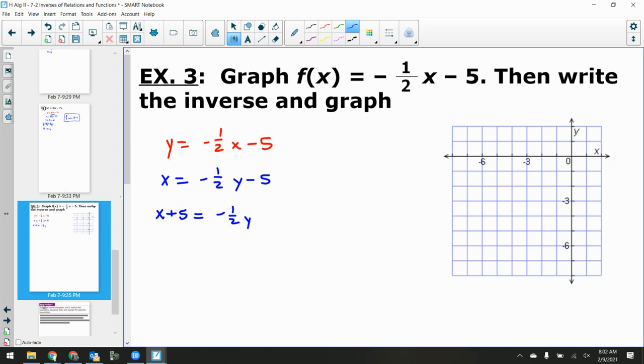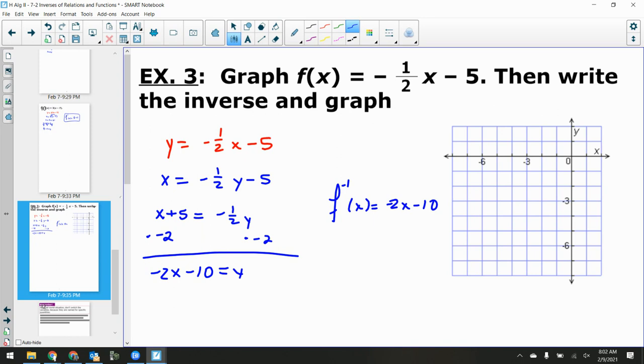X plus 5 is equal to negative 1 half y. And then I would divide by negative 1 half, right? But dividing by 1 half is like multiplying by 2, right? So I'm going to multiply by negative 2 over to the other side. So times negative 2, the whole side times negative 2, that's going to give me negative 2x minus 10 is equal to y. So my inverse, f inverse of x is equal to negative 2x minus 10. Now let's graph and see if that actually is the case. Remember, I should see a reflection over the line y equals x.